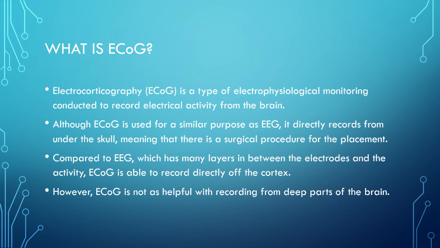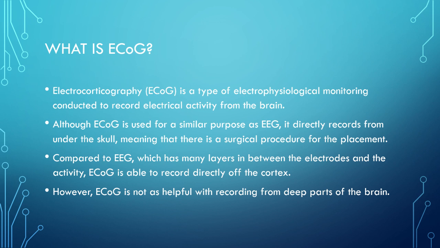As mentioned, ECoG is done from under the skull, which means that there is a surgical procedure involved for the placement of electrodes. The advantage of ECoG, as compared to EEG, is that ECoG is able to record directly off the cortex. EEG records off the skull, which is hindered by the many layers of skin and skull in between the electrodes and the activity. So obviously, ECoG, which is directly recording off the surface of the brain, is able to relay data with high spatial and temporal resolution. It is important to note, however, that ECoG is not as helpful with recording from deep parts of the brain.